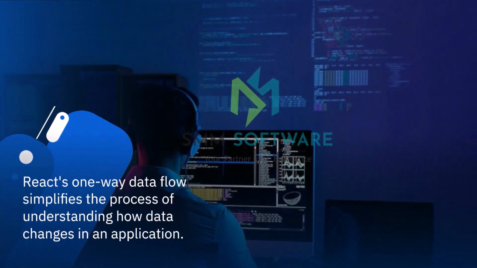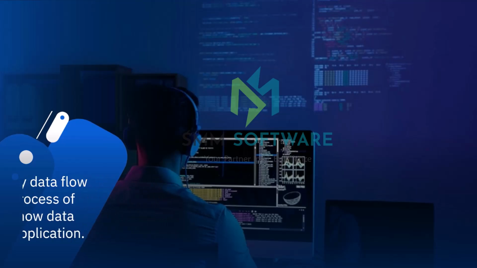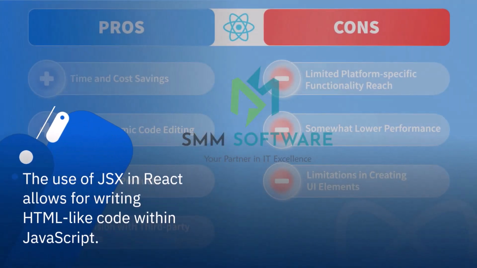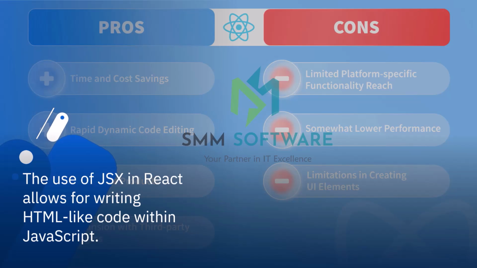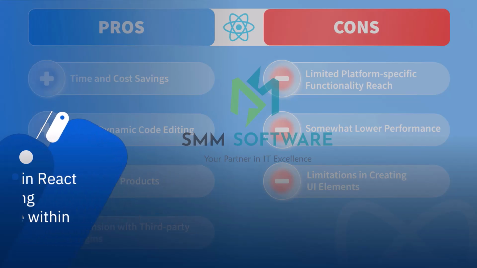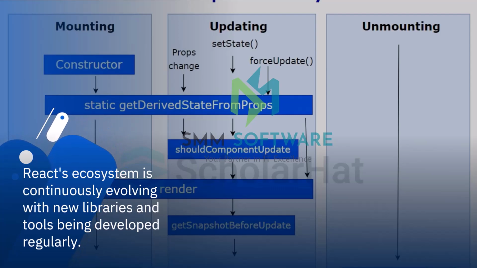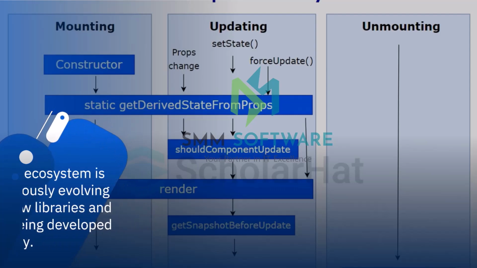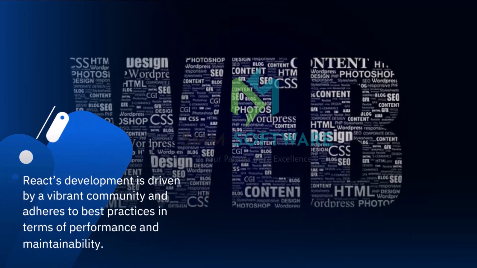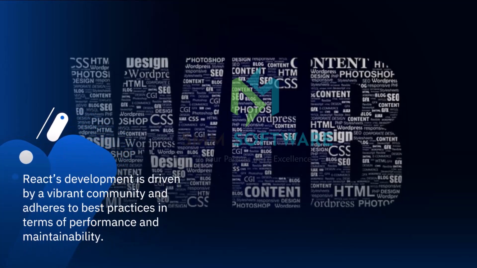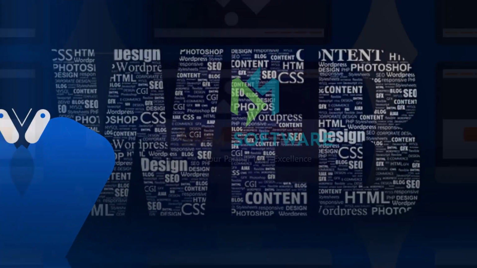React's one-way data flow simplifies the process of understanding how data changes in an application. The use of JSX in React allows for writing HTML-like code within JavaScript. React's ecosystem is continuously evolving with new libraries and tools being developed regularly. React's development is driven by a vibrant community and adheres to best practices in terms of performance and maintainability.